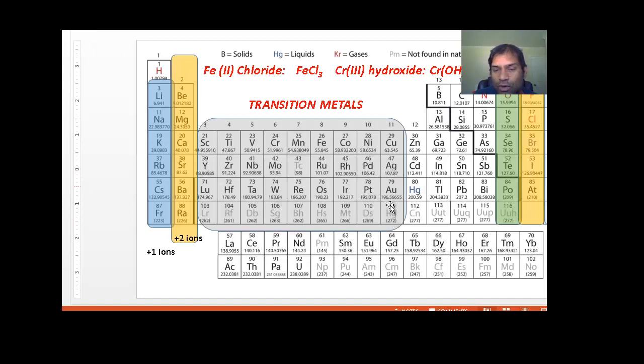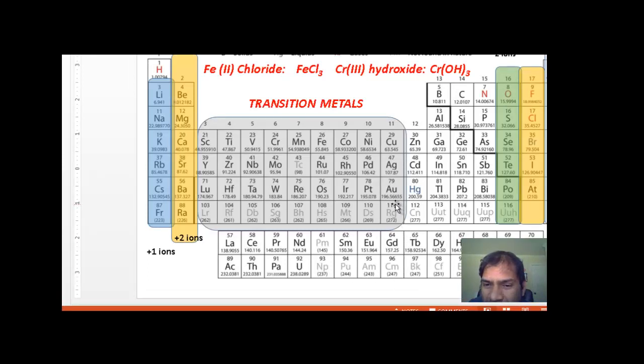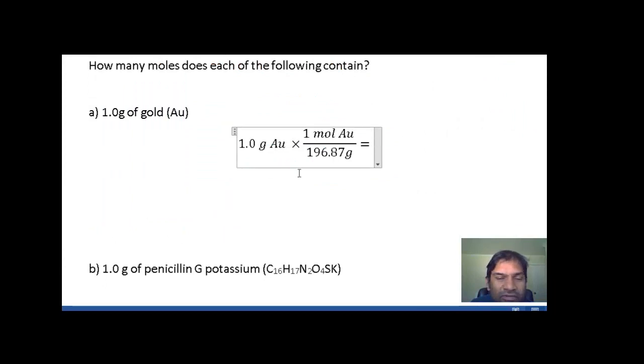Gold is Au, so 1 mole of gold is 196.57 grams of gold. But we have 1 gram of gold. Let's convert it to moles of gold using this conversion factor. Let me double check to make sure that is correct. Rounding, it's 196.57 for Au. Sorry about that. 196.57 grams of gold are in 1 mole of gold, Au.